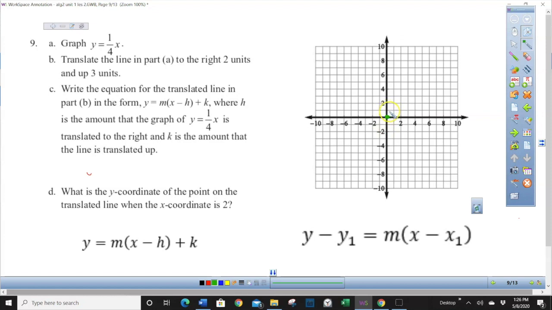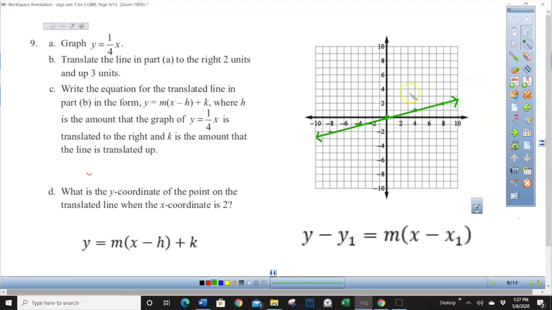That means we can go up 1 over 4, up 1 over 4, or we can go back to 0, 0, go down 1 and to the left 4, down 1 to the left 4. You don't have to have that many points to graph the line. And there we have our line, y equals 1/4 x.